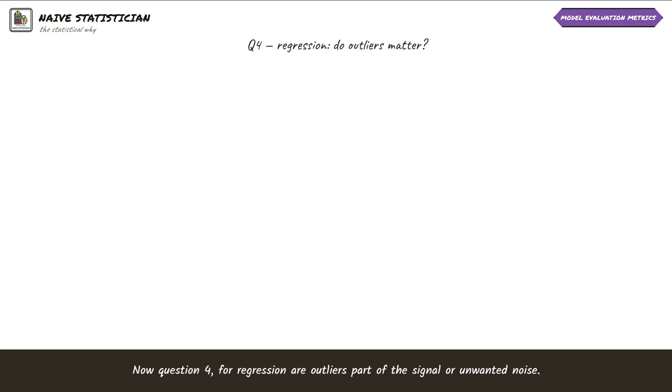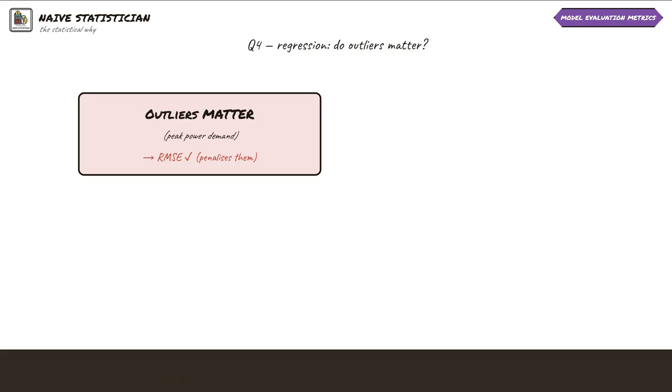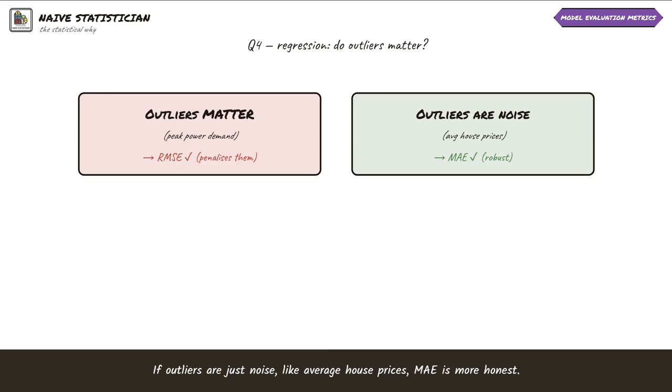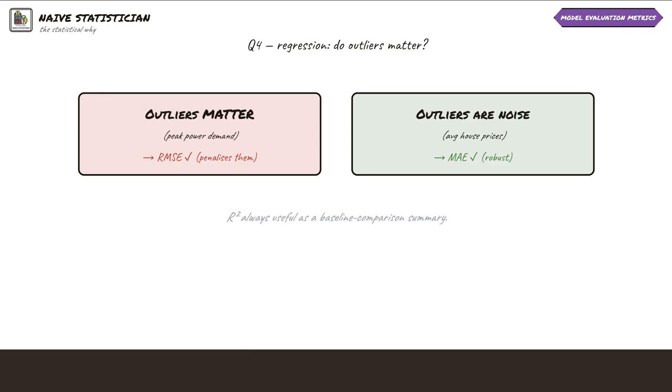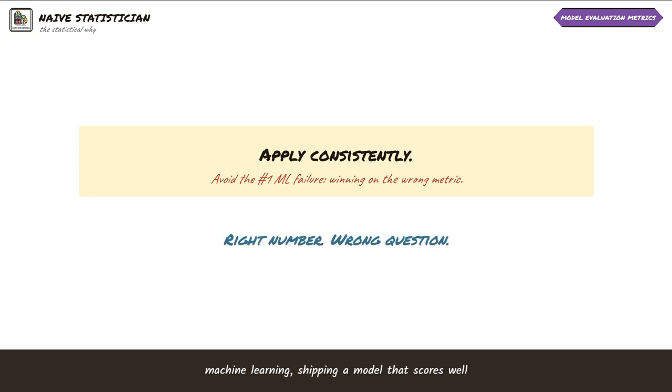Now question 4. For regression, are outliers part of the signal or unwanted noise? If outliers matter, like predicting peak electricity demand, use RMSE. If outliers are just noise, like average house prices, MAE is more honest. Apply this framework consistently and you will avoid the most common failure mode in machine learning, shipping a model that scores well on the wrong metric and fails on the actual job.